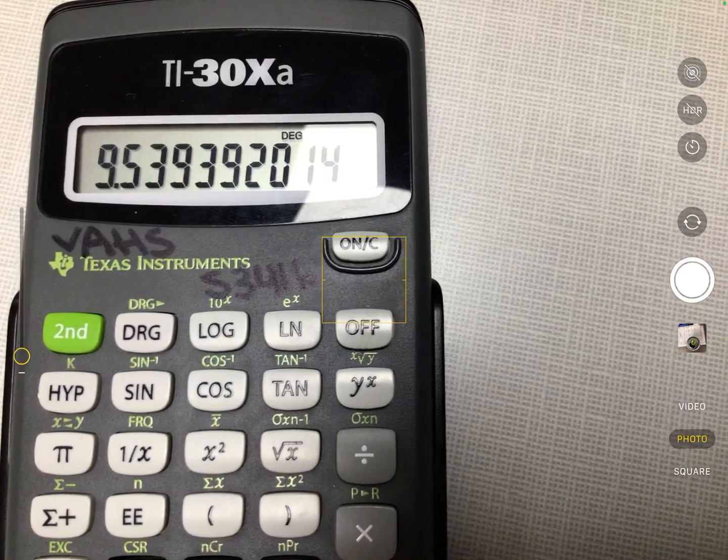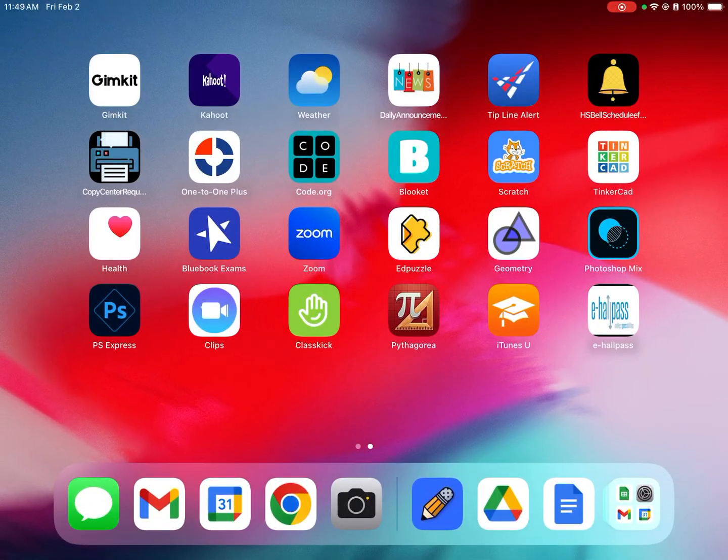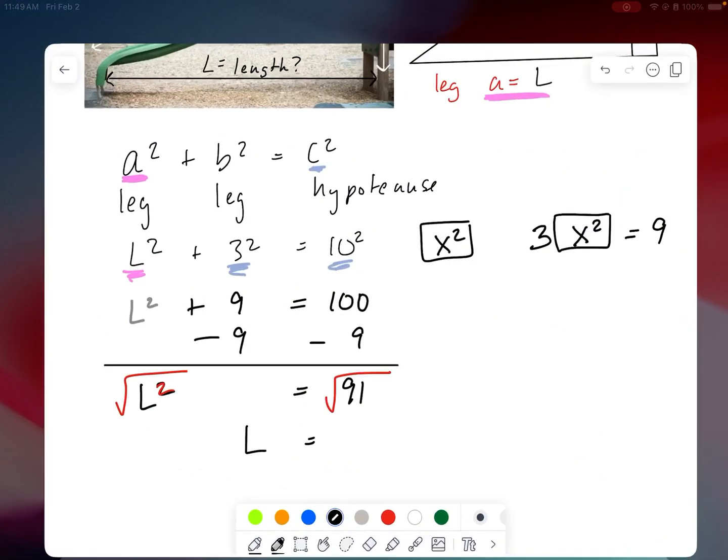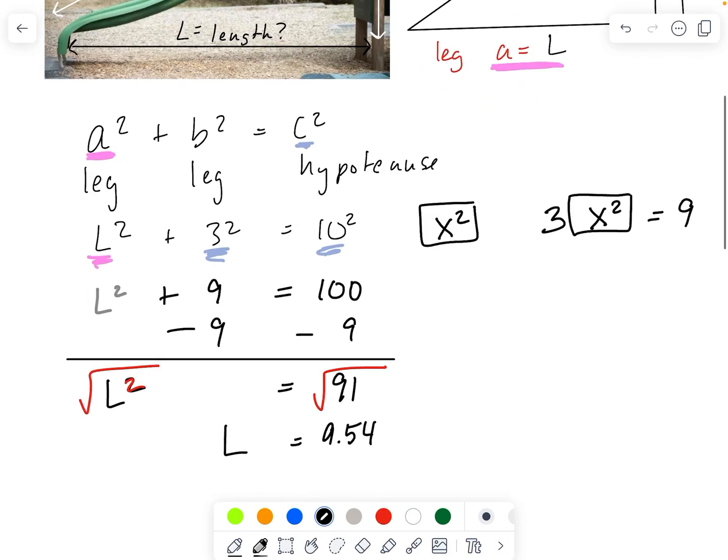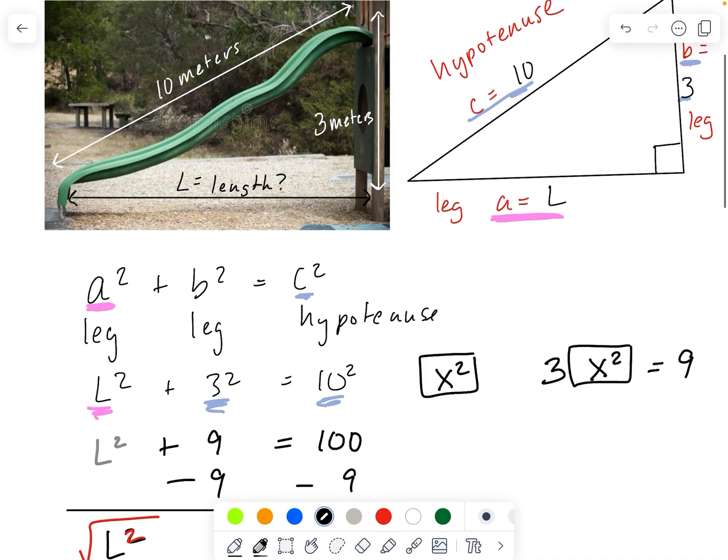So let me go back to my notes. I figured out that L was 9.54, and the units on that were meters. So we figured out that this length is 9.54 meters.